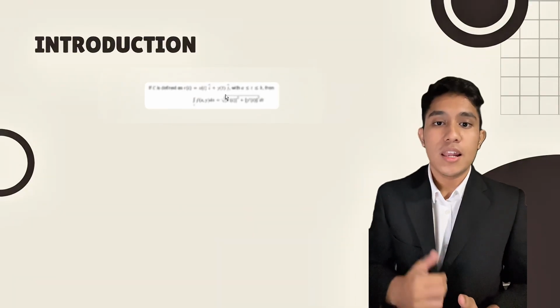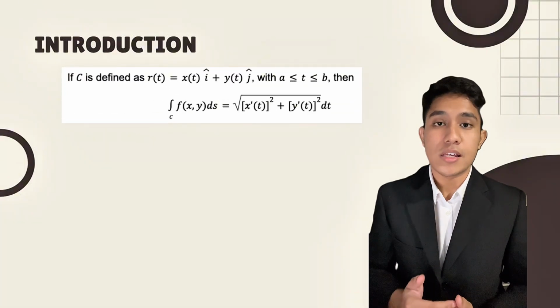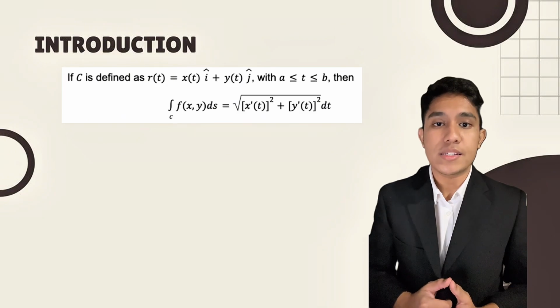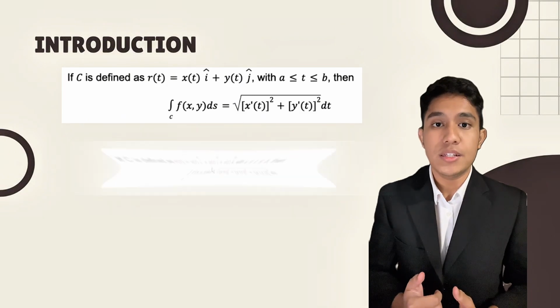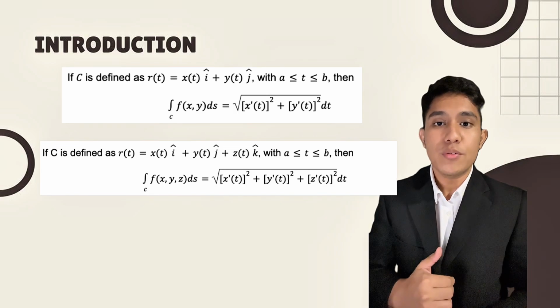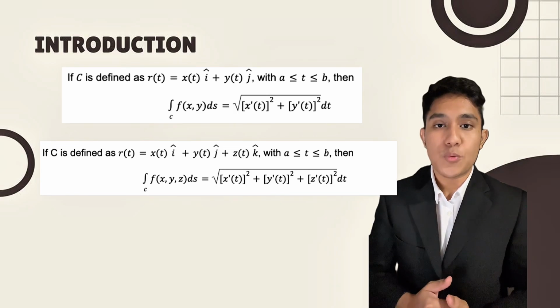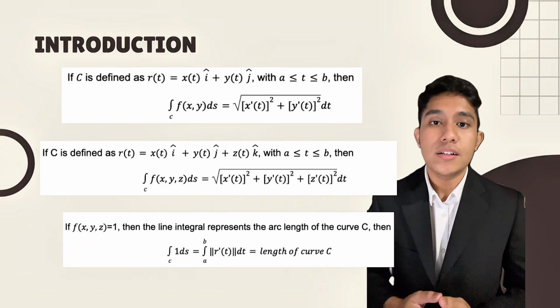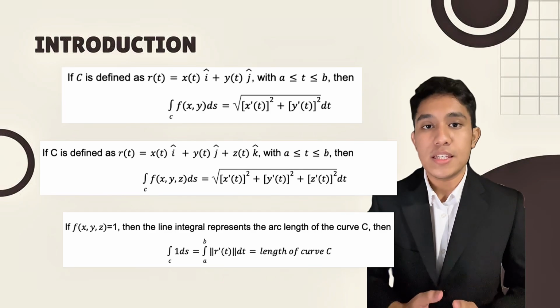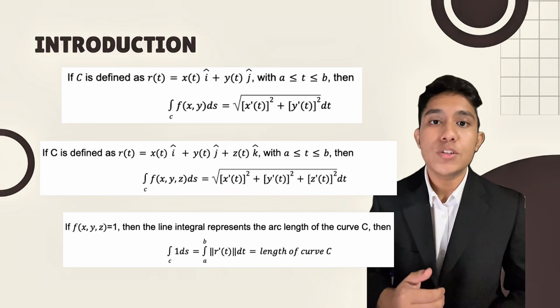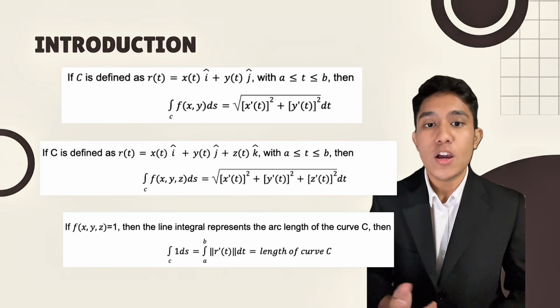Now, we will break down the formulas and understand their applications. Let f be continuous in a region that has a smooth curve C. In 2 dimensions, C is defined as r(t) equals x(t) i plus y(t) j, and in 3D, r(t) has plus z(t) k. Then we integrate f(x,y) ds equals square root of x prime t squared, y prime t squared, and z prime t squared. If the function f(x,y,z) equals 1, then the line integral represents the arc length of the curve C. Then the integral of 1 ds equals the integral from a to b of the magnitude of r prime t dt, and that is the length of curve C.